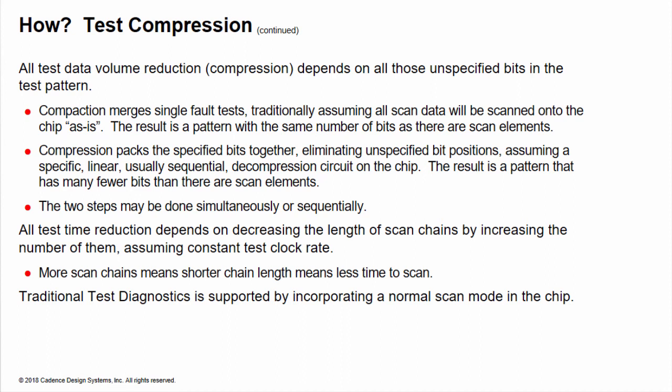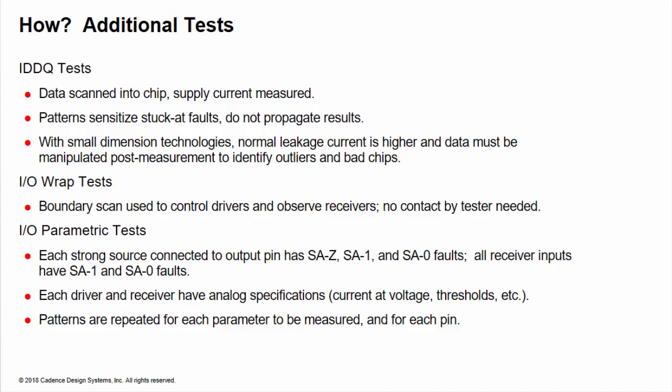For diagnosing failures, there is normally a traditional scan mode built into the chip to allow the uncompressed responses to be recovered. This supports the full diagnostic capability. In addition to static and dynamic tests that we've been discussing, there are other types of tests that must be generated in order to complete the manufacturing test of the chip. The common ones are IDDQ tests, which measure supply current as the faults are stimulated, I/O wrap tests used to test uncontacted drivers and receivers at wafer test, and I/O parametric tests used to verify that drivers and receivers meet their analog specifications for voltage and current during module test.